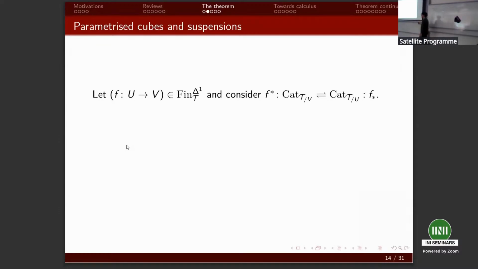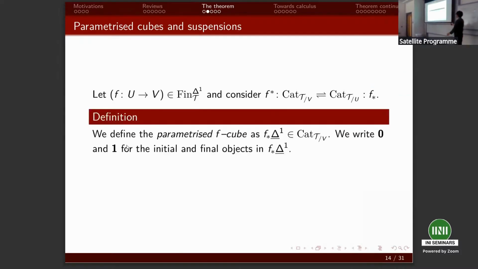But suppose you have a map f of parameters. Again, I have this restriction co-induction adjunction associated with this. I define the parameterized f cube to be nothing but f lower star of delta one underline. So delta one underline is just an object given by the constant diagram with value delta one. And then f lower star delta one is whatever it is.